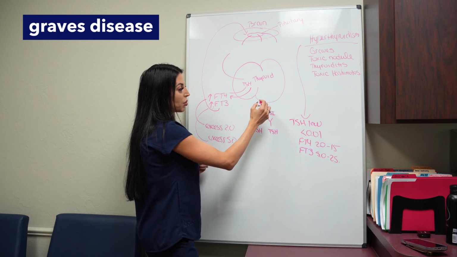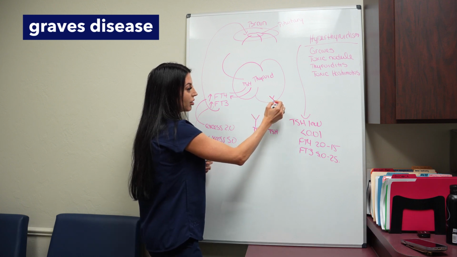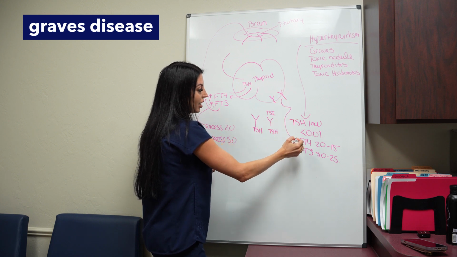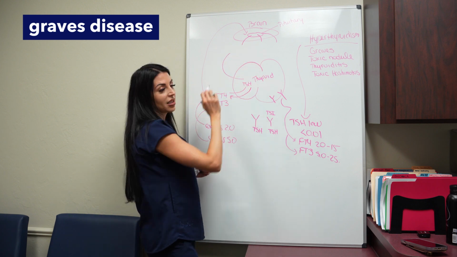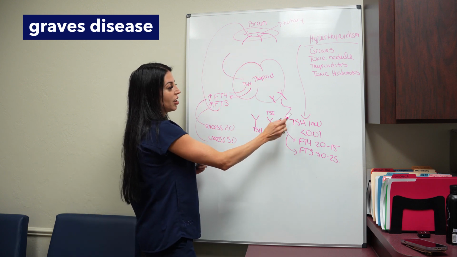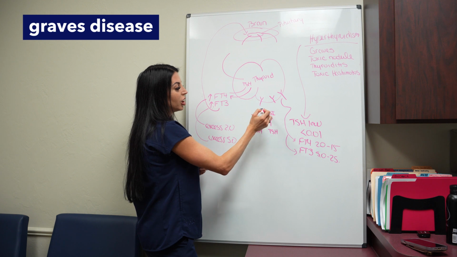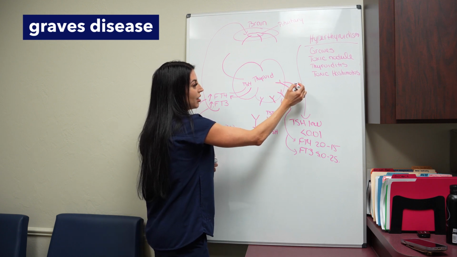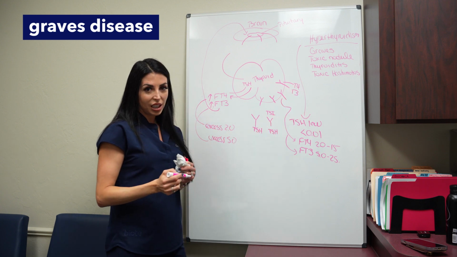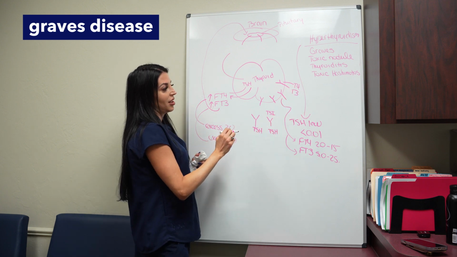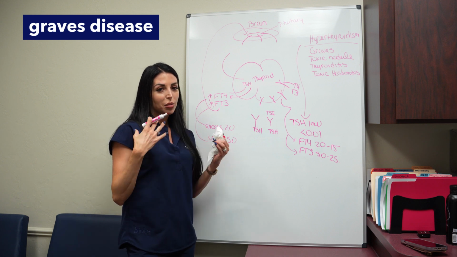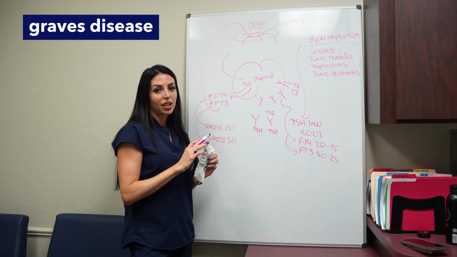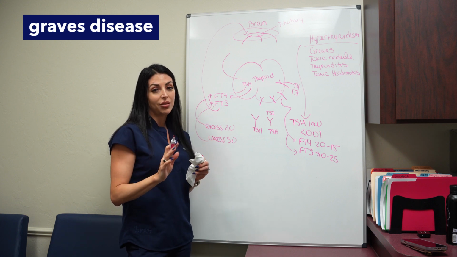But these antibodies will go and they will sit on the thyroid and they will cause the thyroid to make more T3 and T4, even though the brain is saying stop. So even though your TSH is low, these antibodies look like TSH and stimulate your thyroid gland to make T4 and T3 when we don't need it. So that is Graves' disease. It's an autoimmune process. Your body's attacking itself. It's making these little antibodies that then go stimulate your thyroid and make your thyroid make T3 and T4 inappropriately.